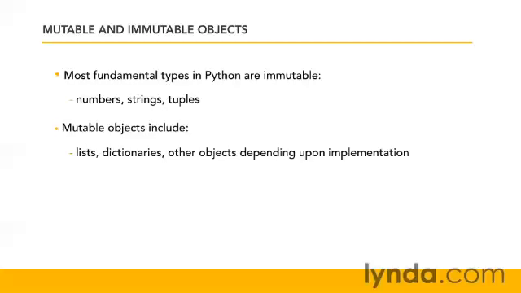So as you create your code in Python, simply be aware that there are some types that are immutable, and these are typically the more fundamental types, and other types that are mutable. And as we get into the details of these types, we'll talk about the things that you can and cannot do with mutable and immutable objects.